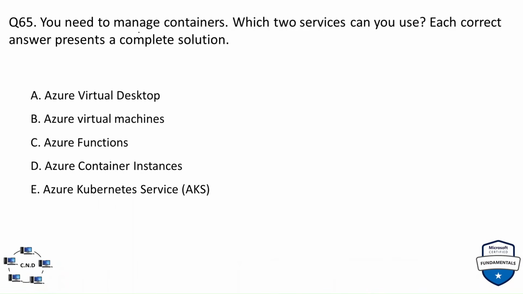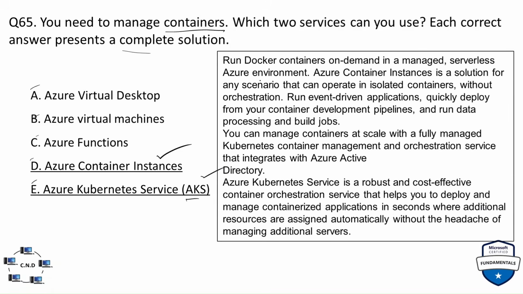Question number 65: you need to manage containers. Which two services can you use? Each correct answer represents a complete solution. The options are: A, Azure Virtual Desktop; B, Azure Virtual Machines; C, Azure Functions; D, Azure Container Instances; and E, Azure Kubernetes Service, AKS. The correct options are Azure Container Instances and Azure Kubernetes Service, that is AKS. This is the explanation or definition of these two services. You can pause the video and read the explanation if you want to.